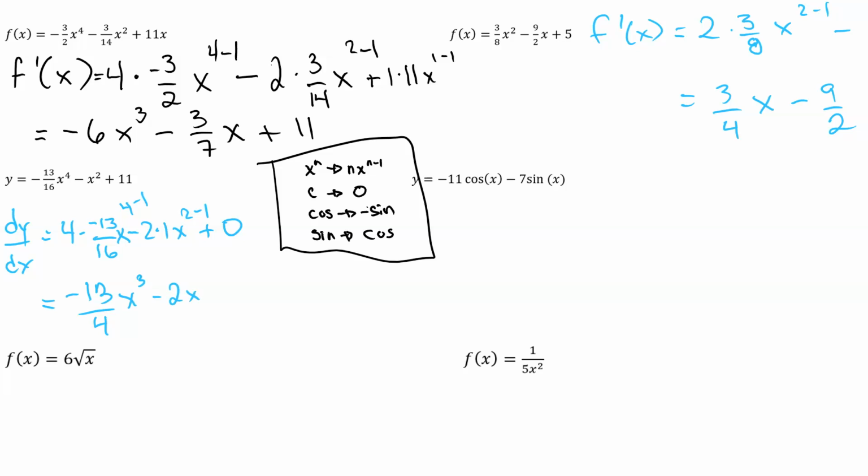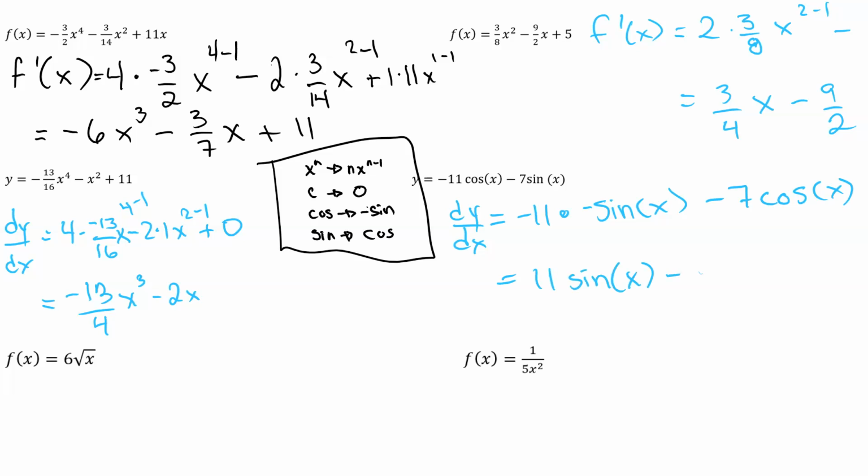Over here we're looking at cosine and sine. So derivative of cosine is negative sine, and derivative of sine is cosine. So that's going to change my negative 11, right, to negative sine. So I got positive 11 sine x minus 7 cosine x.